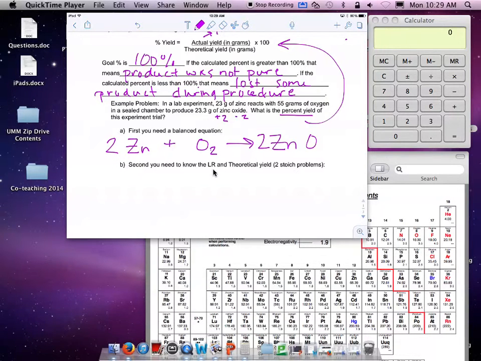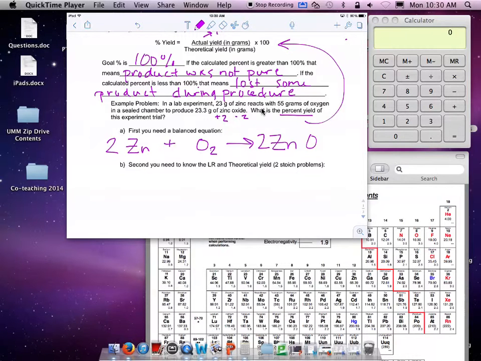Now the reason we need to do an LR problem is that we have to figure out how much of my zinc oxide was the maximum amount possible, starting with my 2 givens. I don't know which ran out first. Did the zinc run out or did the oxygen run out? So I have to do 2 problems. This is awesome. It gives us a chance to review stoichiometry.